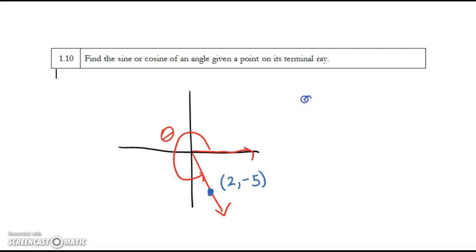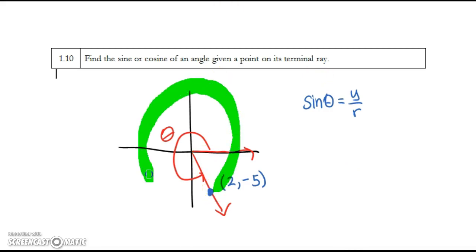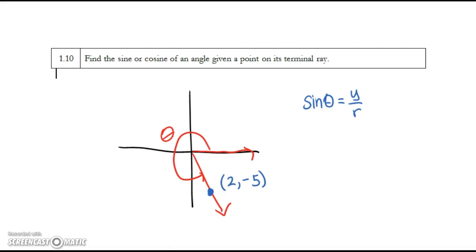So the definition for sine of theta is y over r, where y is the y coordinate of the point and r is the radius of this circle if we were to draw that circle in, but you don't have to draw that circle in. And the definition of cosine of theta is x over r. Again, x is the x coordinate of our point, r is the radius of that circle.